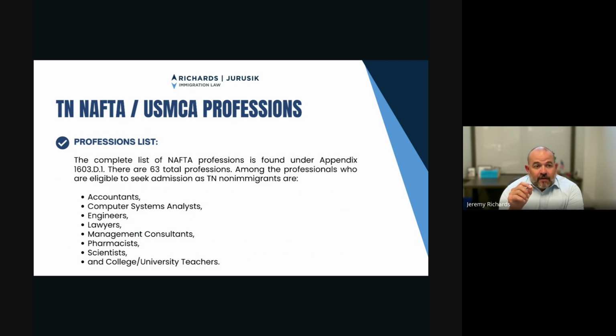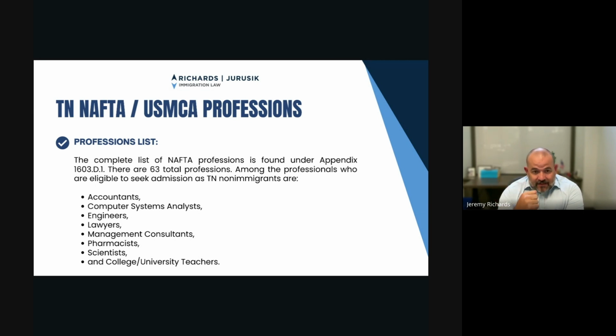and it can be a little bit confusing. It's divided into general professions, medical professions, science professions, and teaching professions. But when you calculate them all, there's 63 total professions in there, divided in those categories. It is not an open work. It is only for the designated professions. So you can't come and work in whatever profession you want in the United States under TN status.